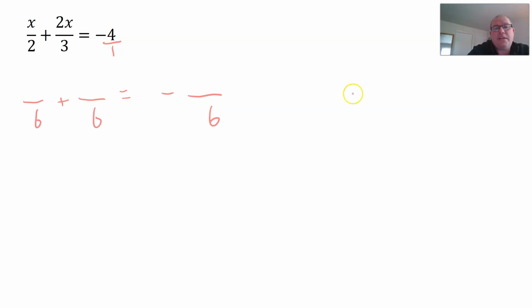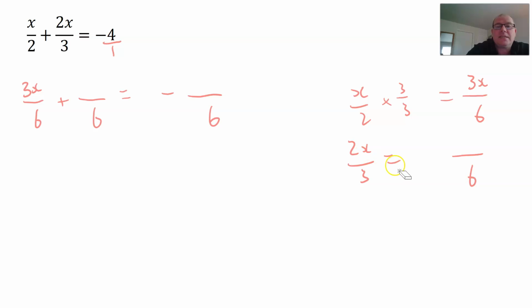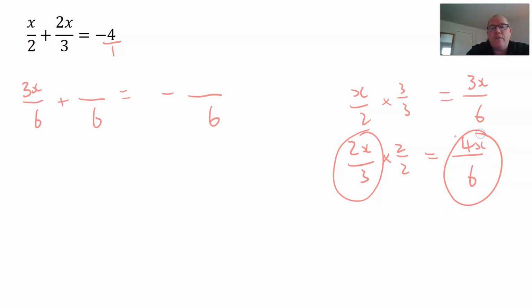So let's take that fraction x over 2, and remember, to write it as over 6, I need to multiply top and bottom by 3. And x times 3 is 3x, so you end up with 3x over 6. Now let's take the 2x over 3, and to write that as something over 6, I need to multiply top and bottom of the fraction by 2. And 2x times 2 is 4x. So 2x over 3 is equivalent to 4x over 6.